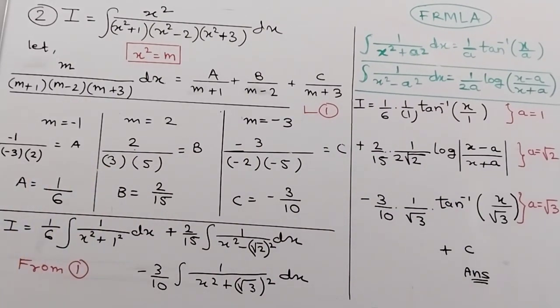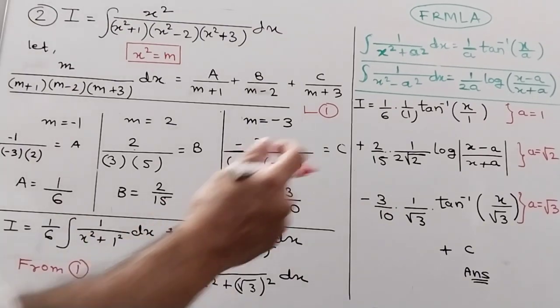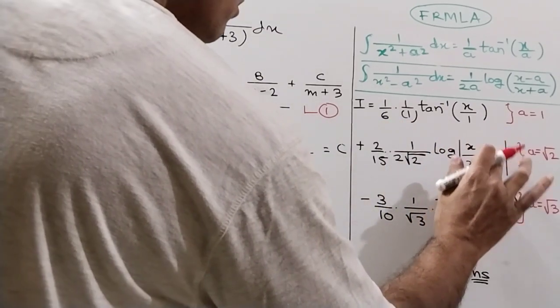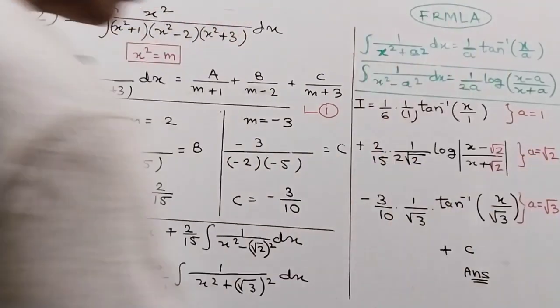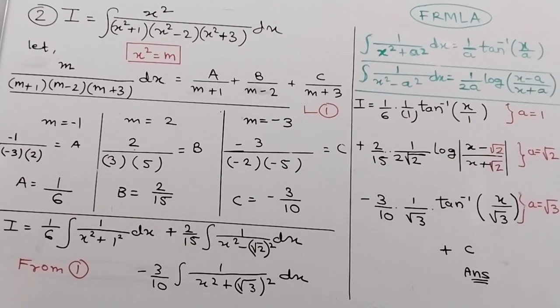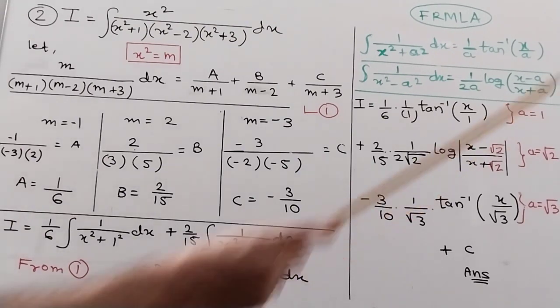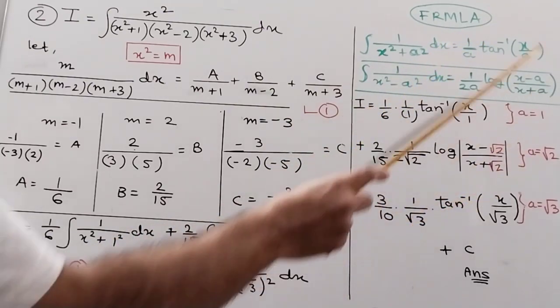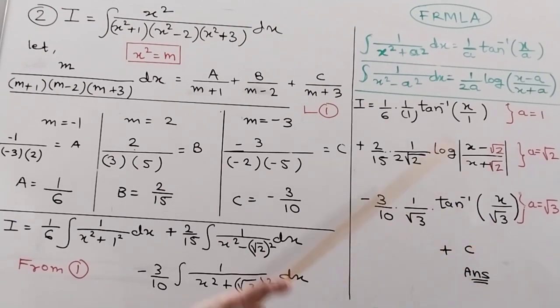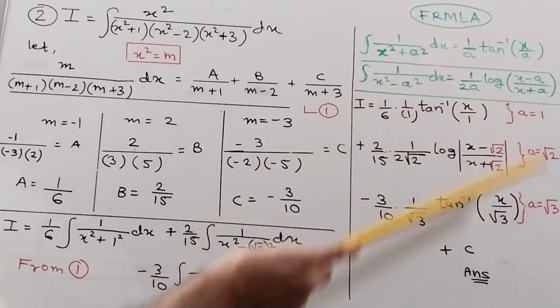So here we'll have to take root 2. I've written a, but now this will become root 2. And the third one is minus 3 by 10 x square plus root 3. So a is root 3, and it's a plus 1. So it's again the first formula: 1 by a tan inverse x by root 3 plus c. Why? Integration, all formula applied.